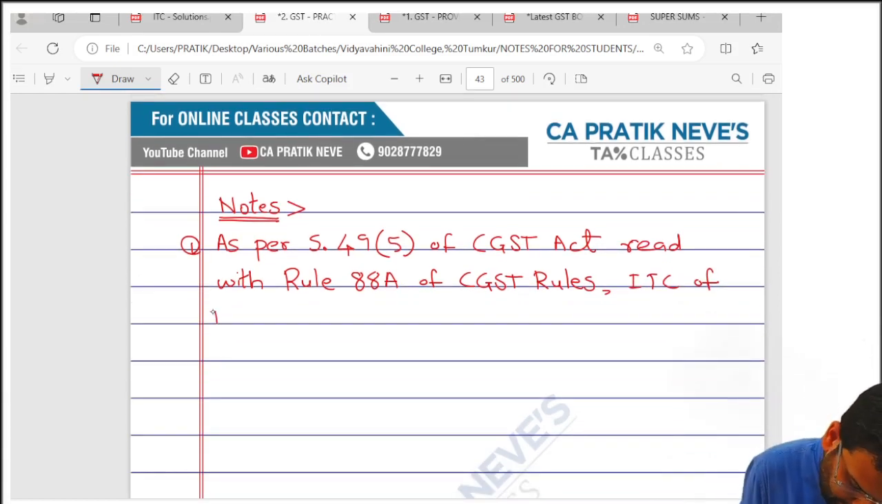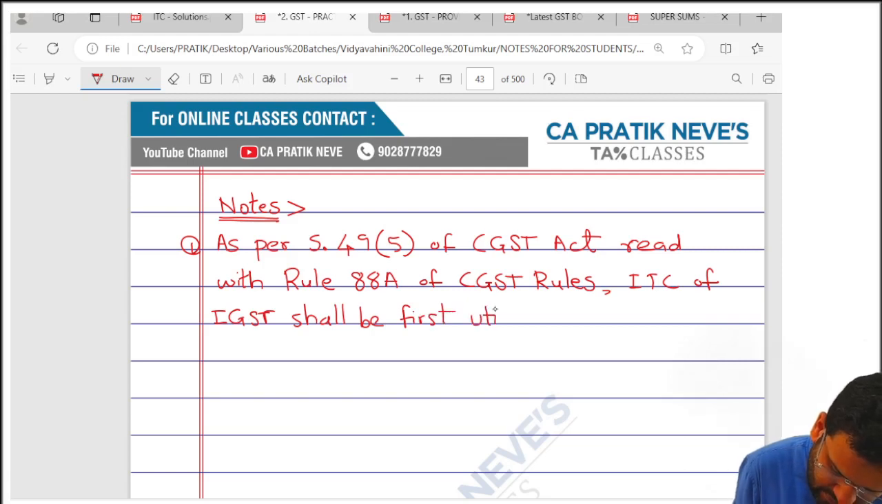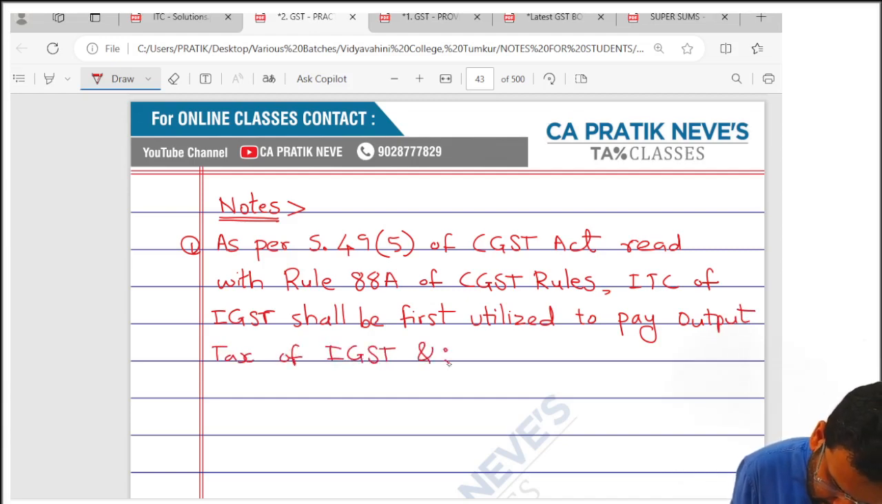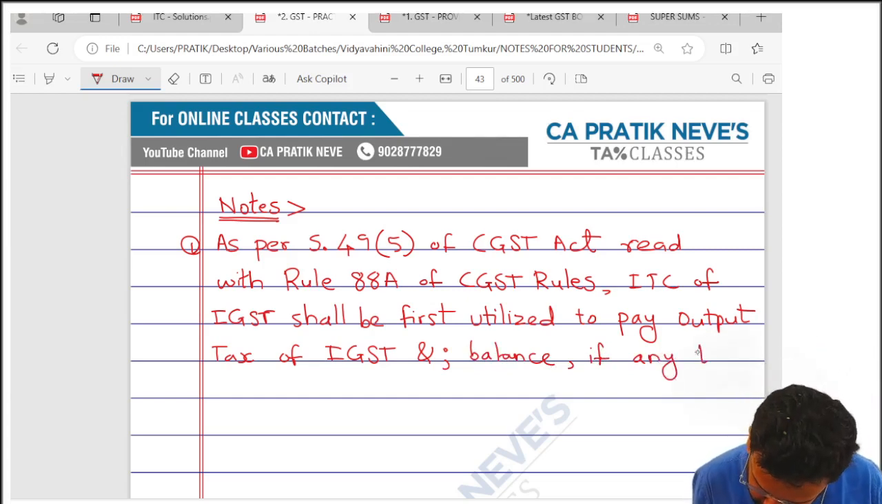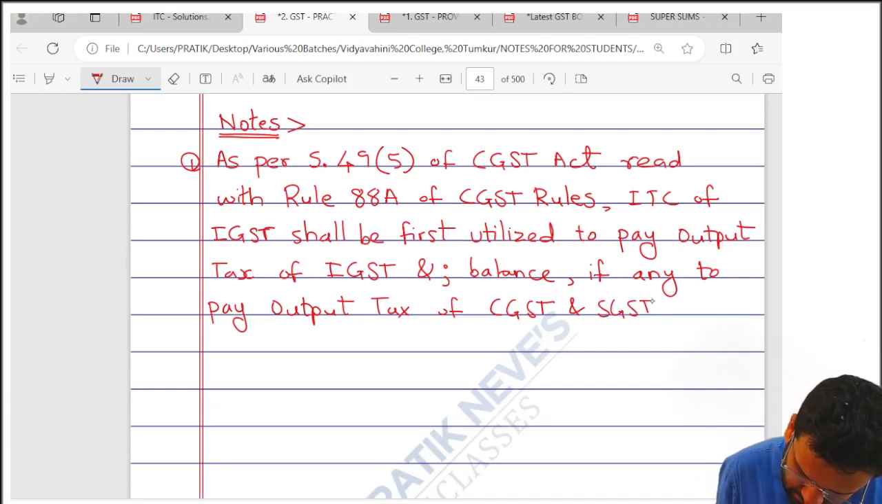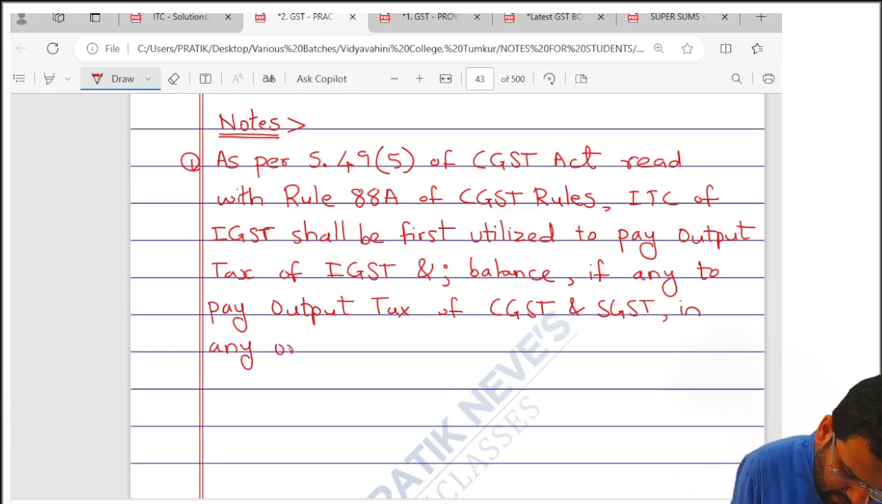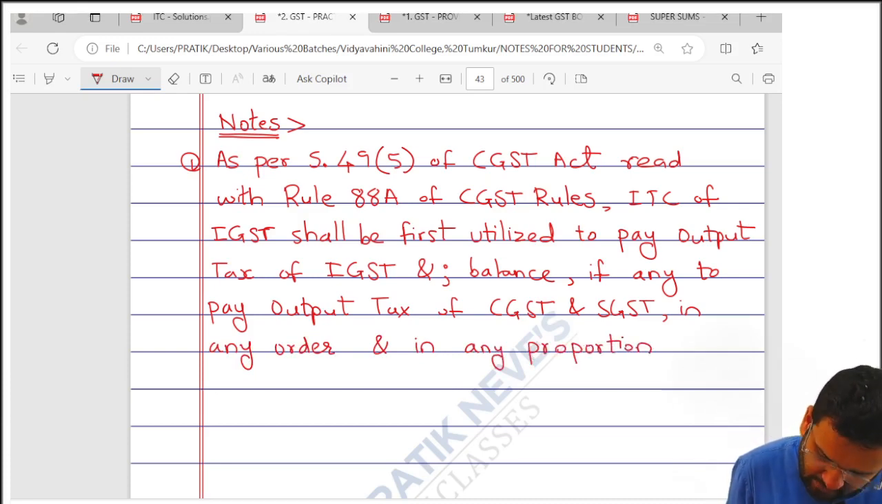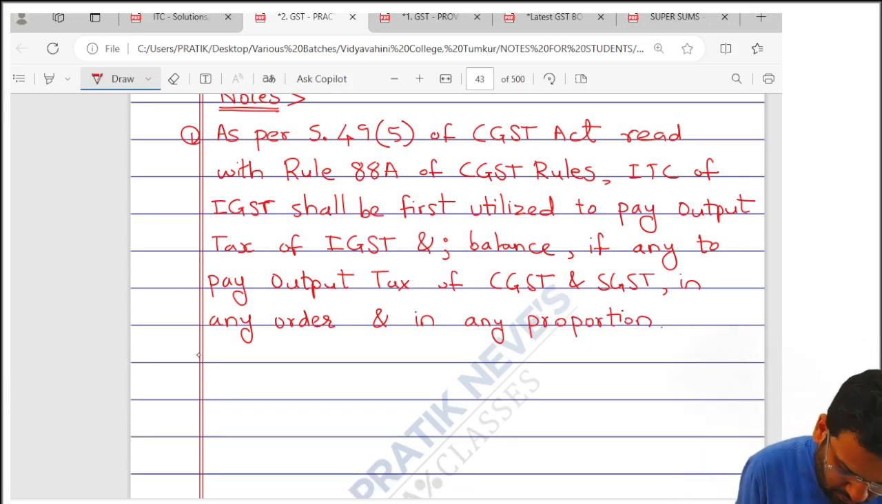ITC of IGST shall be first utilized to pay output tax of IGST, and balance if any to pay output tax of CGST and SGST in any order and in any proportion. First note.